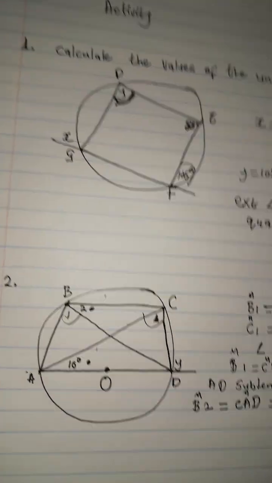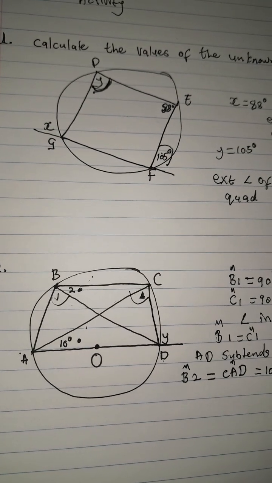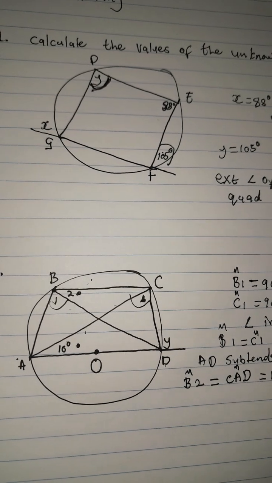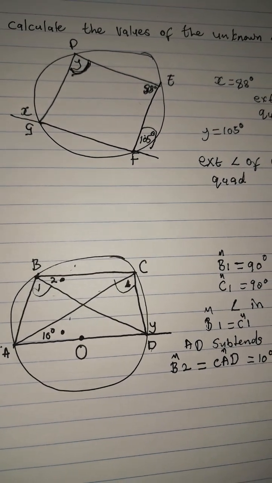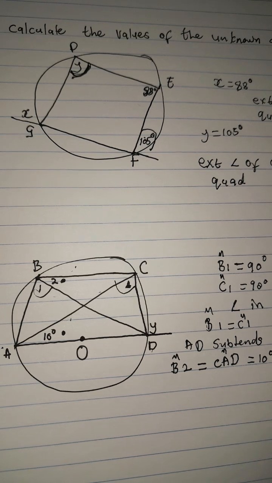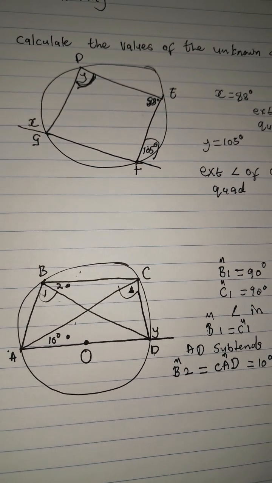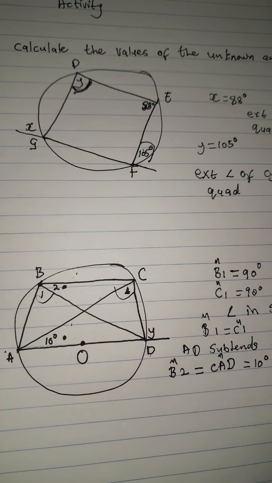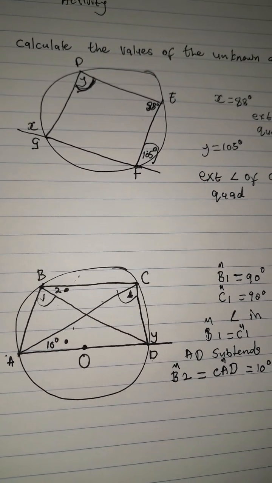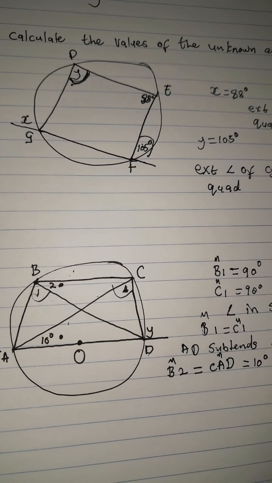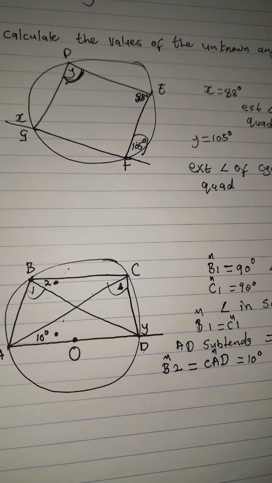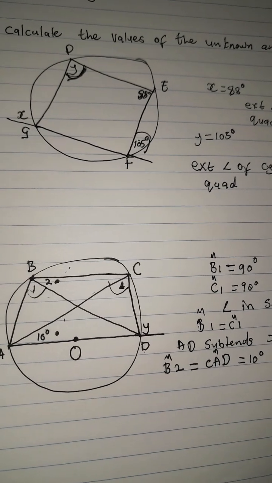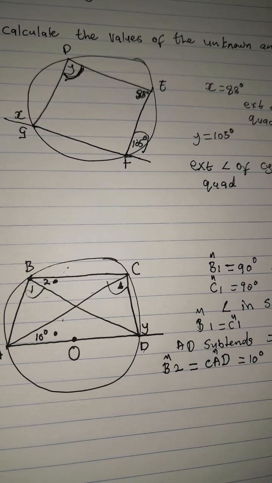Well, guys, you might be mystified on why we say angles on the same segment. Remember, in our introduction video, I did show you what a segment is, the major segment and the minor segment. So both angle B2 and angle A are on the same segment. In other words, they are both equal. It means that angle B2 as well is equal to 10 degrees.